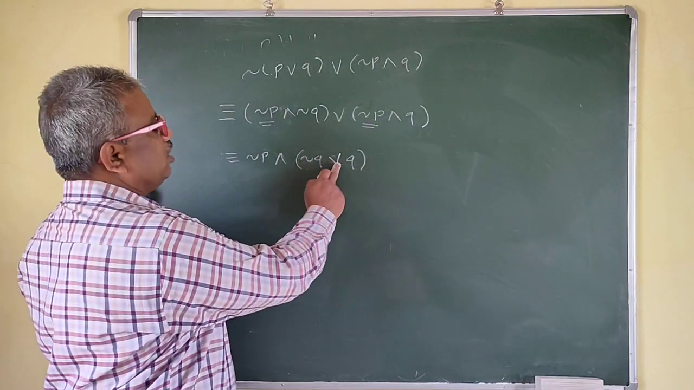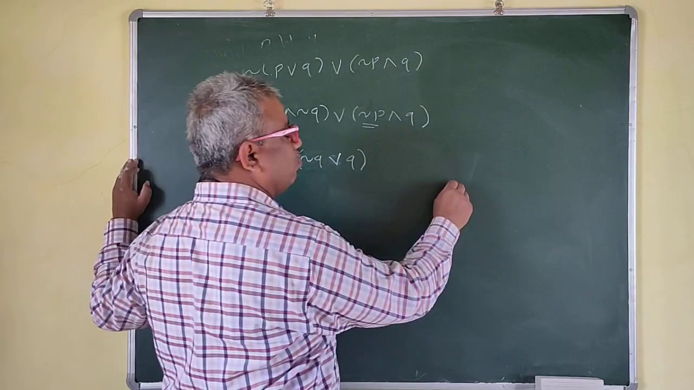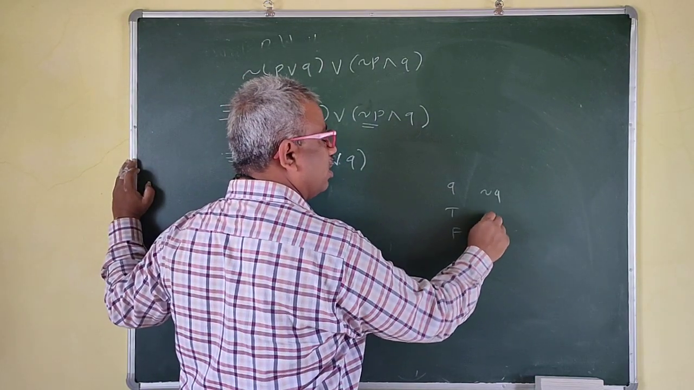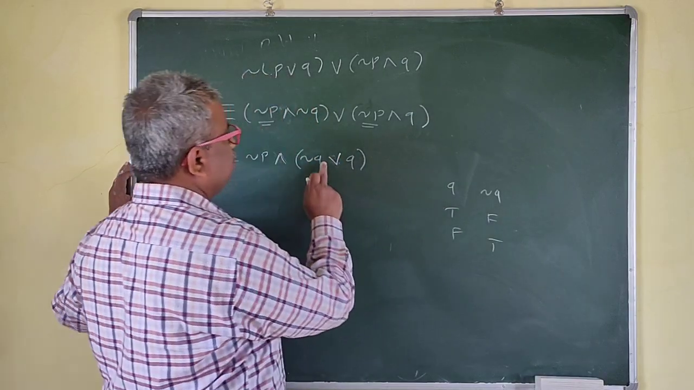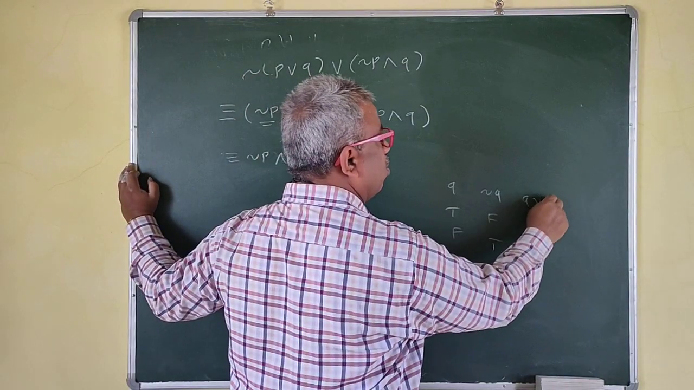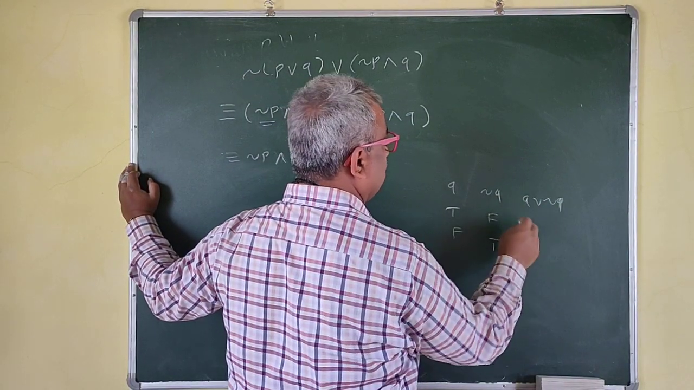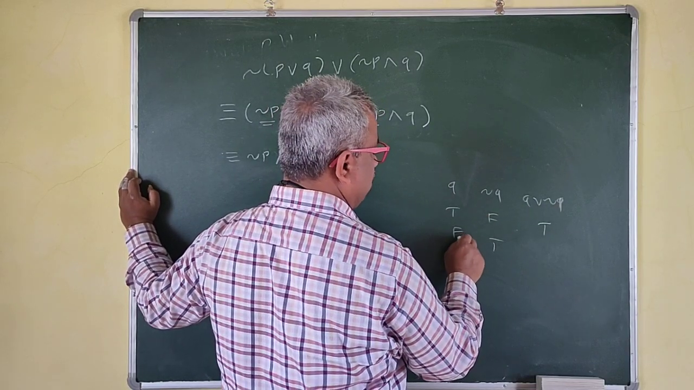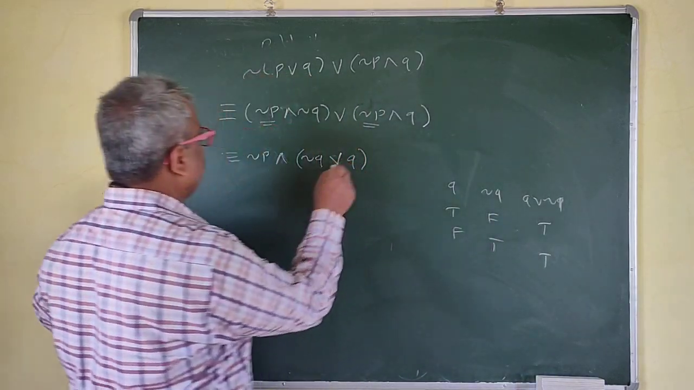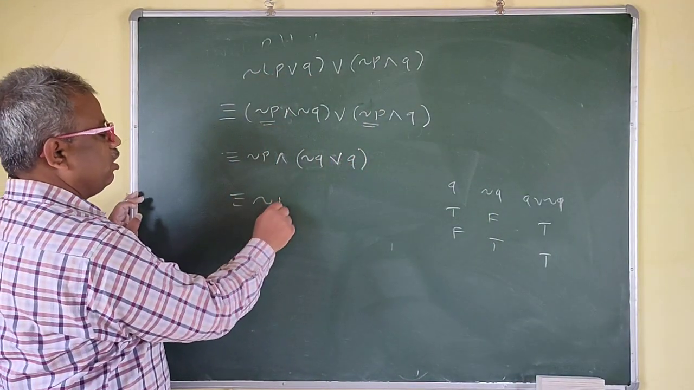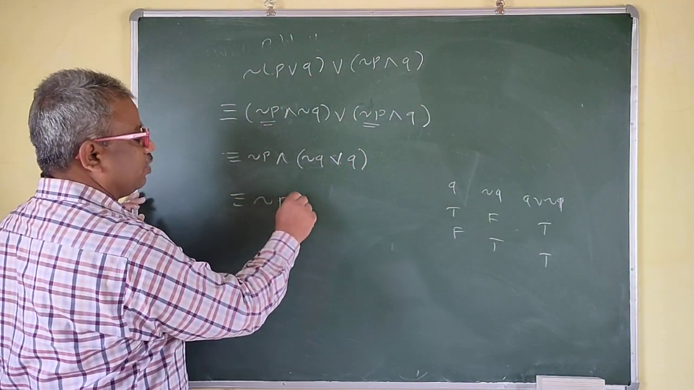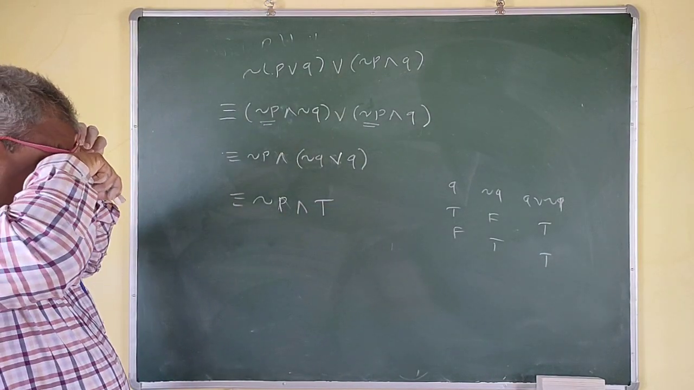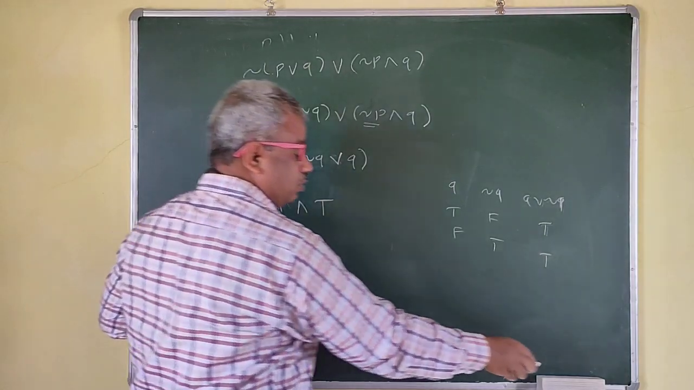Now here, negation Q or Q. Negation Q: when Q is T, negation Q is F, and when Q is F, it is T. So Q or negation Q is T or F, which is T. That means this is a tautology. This is logically equivalent to P and tautology. Now, here what?